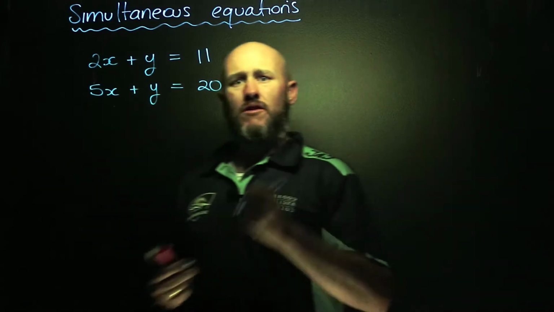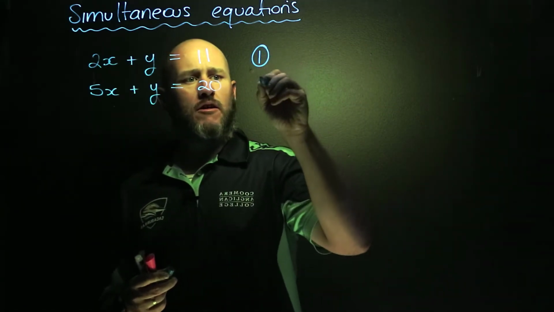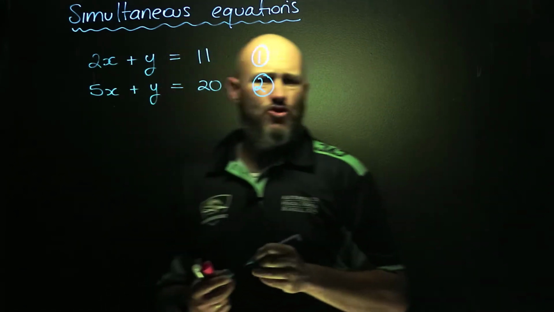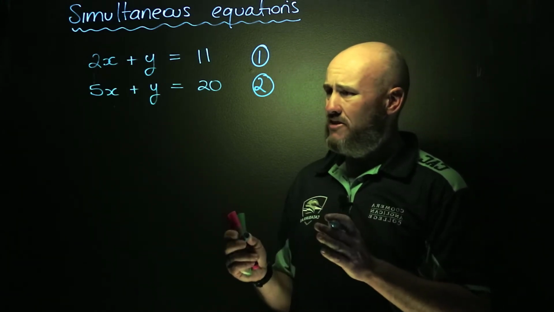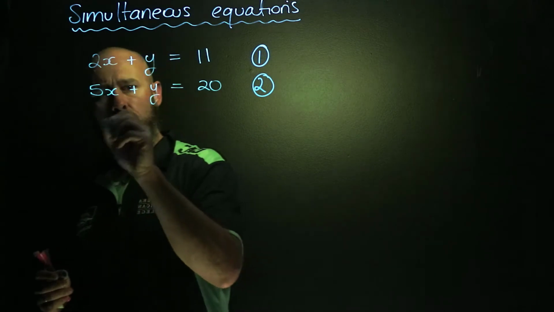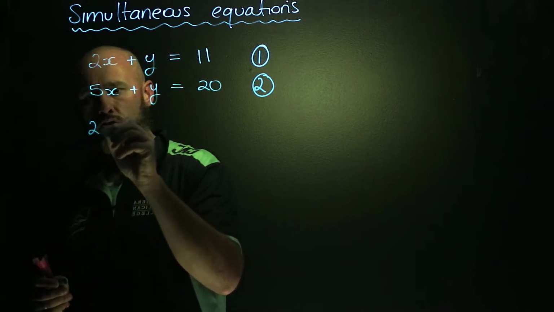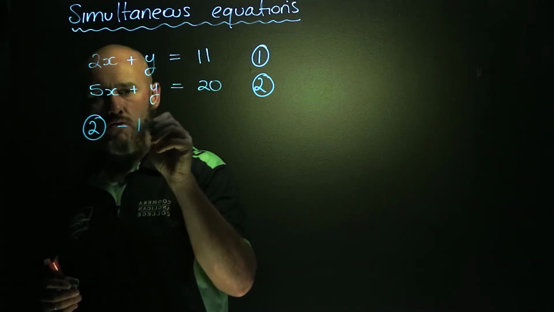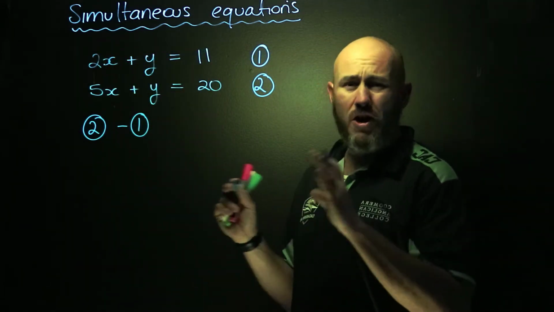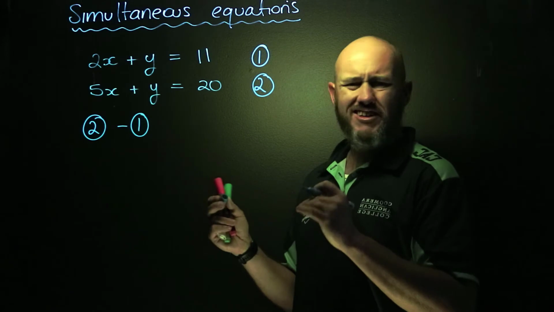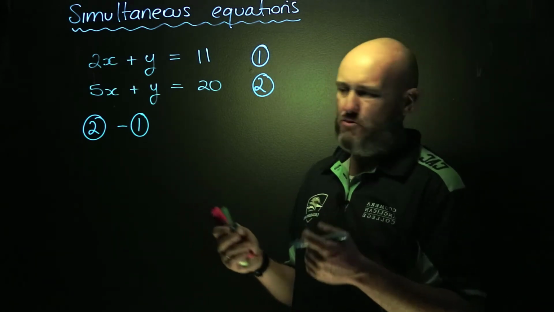Firstly, I've got equation 1 and equation 2. As usual, we give them a name so we can refer to them. Now in this case, what I'm going to do is eliminate the y variable by doing equation 2 minus equation 1. Now I could do equation 1 minus equation 2. It would work perfectly fine. I'll just get some negatives, and I'll try and avoid negatives where I can.